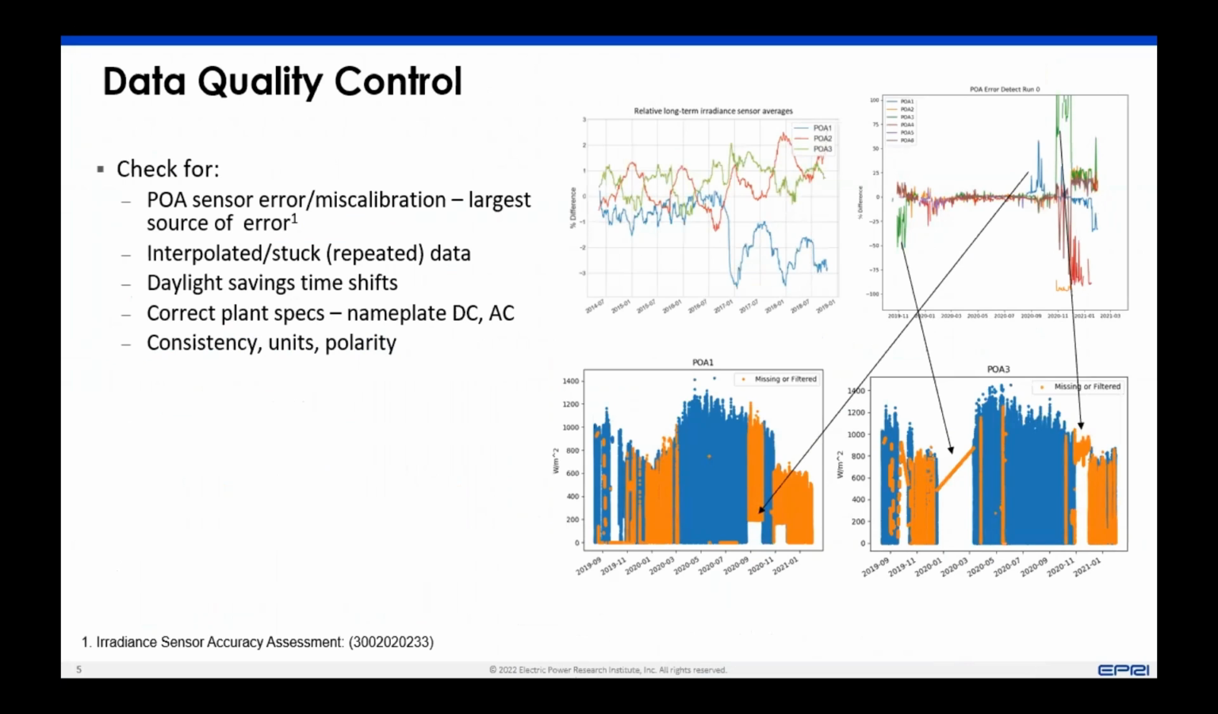It sounds like we are working on some process to automate this. That would be great. And then there are a few other things that we will also consider. I just heard about the daylight saving shift fixes, which will also be great. We also need to check the plant spec, because when you're calculating performance ratio, you have to make sure you have the right specification, units, and consistency, all those kinds of issues.